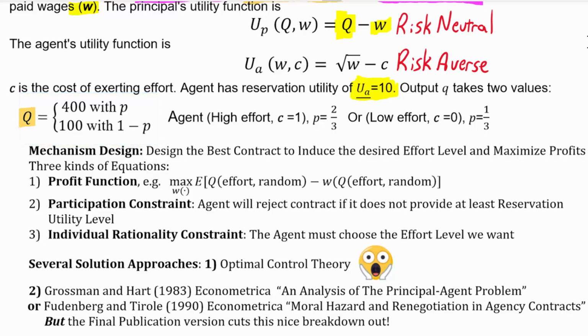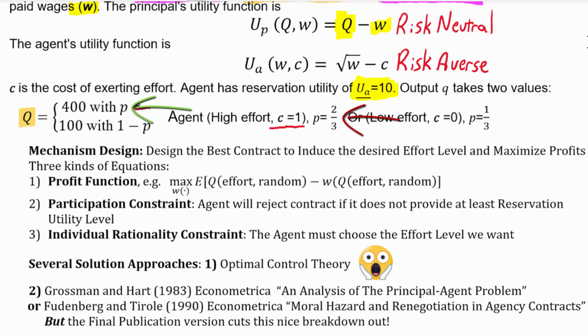Now, if the agent works hard, that's going to cost them 1 from that C in their utility function. It's going to cost them 1 util. Then the probability that we get the high output is 2/3.